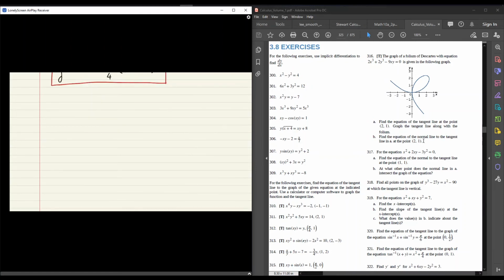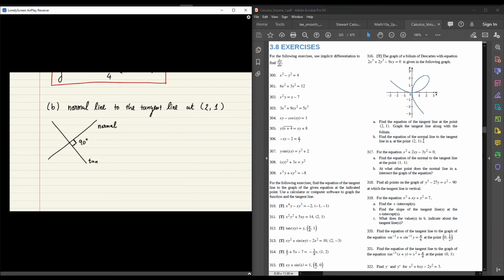In part B of this question, we are asked to find the equation of the normal line to the tangent line at the point 2, 1. Well, the normal line is a line that's perpendicular to the tangent line. So if I have this is the tangent line, then this would be the normal line, where the intersection between the two lines makes a 90-degree angle.